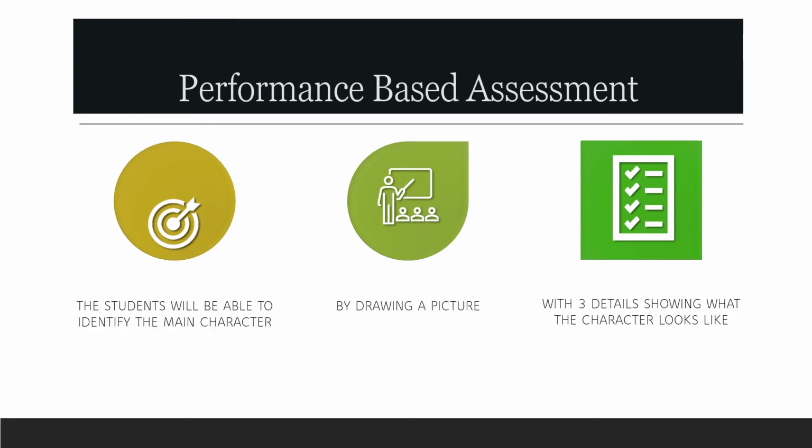The students will be able to identify the main character is what you want them to do. How will they do it? By drawing a picture. And the criteria for success is that they have 3 details showing what the character looks like. So that becomes our assessment now.